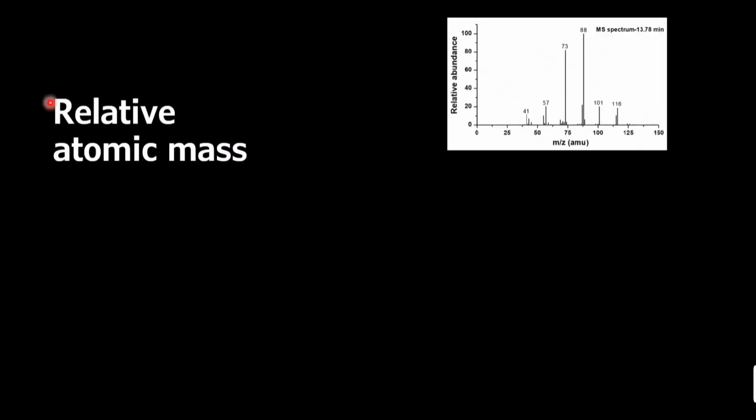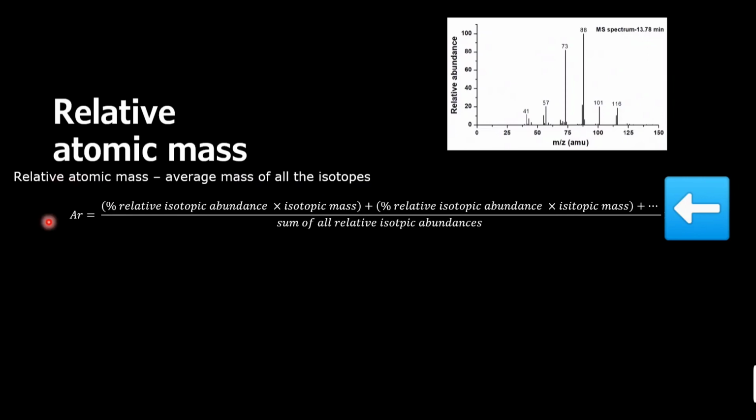So then lastly, we're just going to look at calculating relative atomic mass. Relative atomic mass is just the average mass of all of the isotopes. And so we can say that our relative atomic mass, calculated from our mass spectrum, would be the percentage relative isotopic abundance times its isotopic mass plus the percentage relative isotopic abundance times the isotopic mass of the other isotopes, and so on. So this would be one isotope, that would be another isotope, and it would continue for as many isotopes as your mass spectrometry detected.